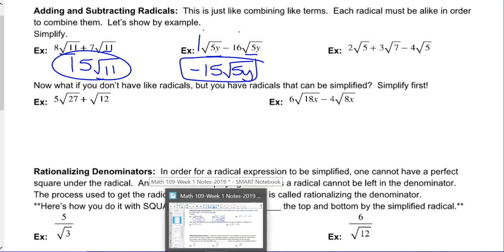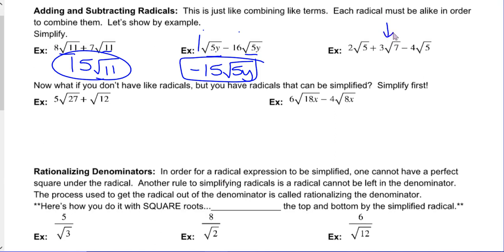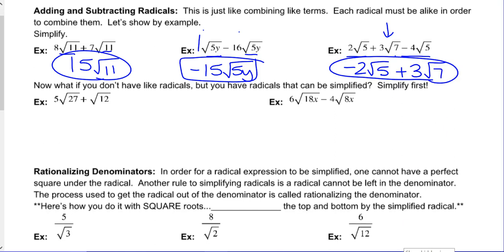And lastly, on these examples, notice that I have one radical that's kind of the black sheep of the family. This does not match the square root of 5. So unfortunately, I can't do anything with that but rewrite it. But I can combine these two with the square roots of 5. So a positive 2 minus 4 gives me a negative 2. Check it on your calculator if you need to. Square roots of 5, and then I'm going to just rewrite that 3 square roots of 7 because there's nothing I can do with that.